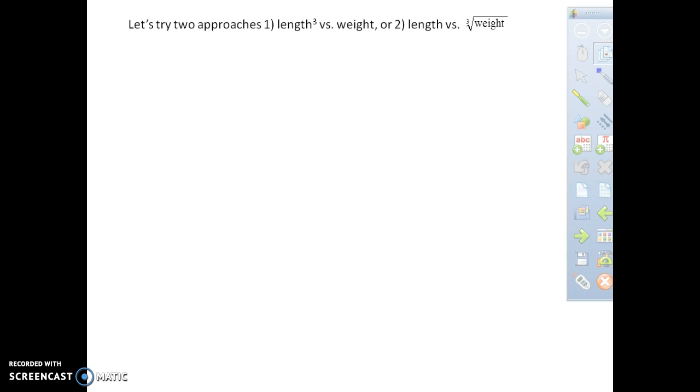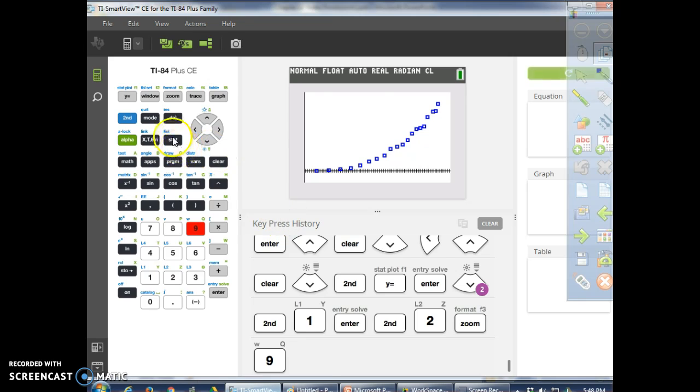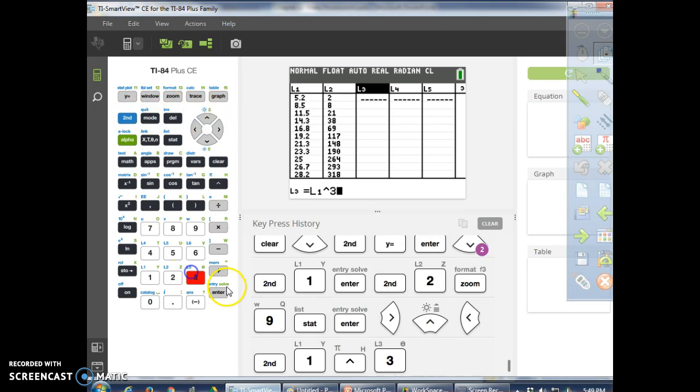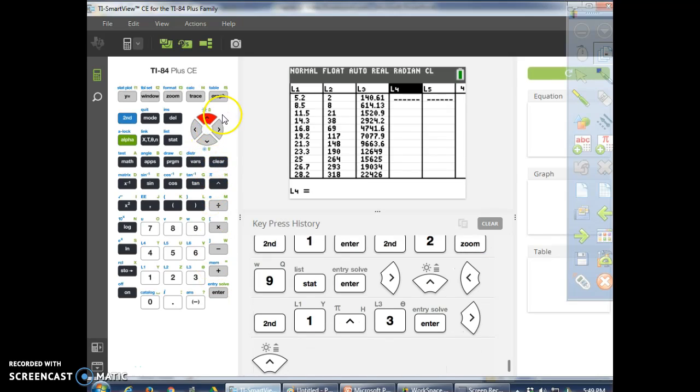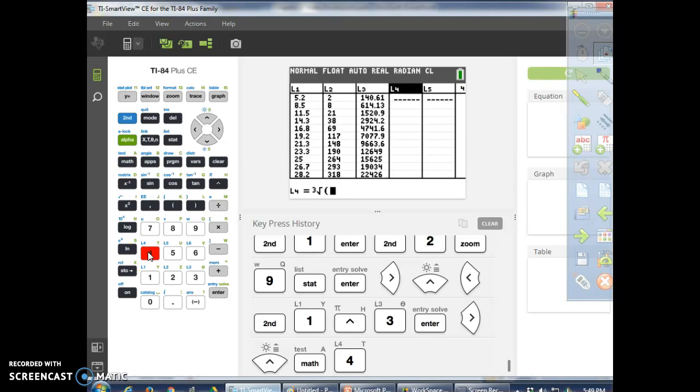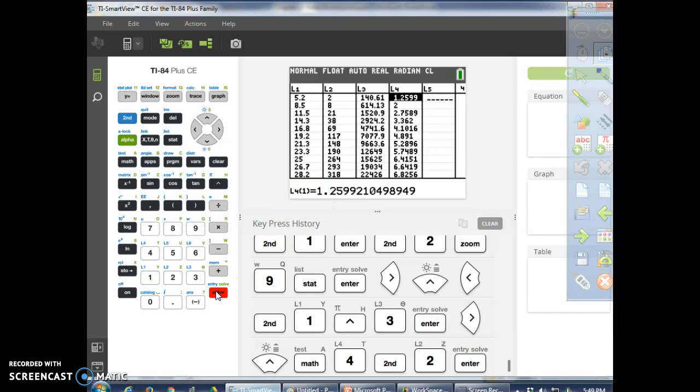So let's go ahead and take a look at what this would look like in our calculator and how we would accomplish this. So I'm going to start by saying list 3 is going to be list 1 cubed. So I'm going to cube the length. And then list 4 is going to be the cube root of our y's, or list 2. So that's going to be under math, and it's going to be option 4. And I want to do the cube root of list 2, so I'm creating the cube root of our weights. So that's what we have there.